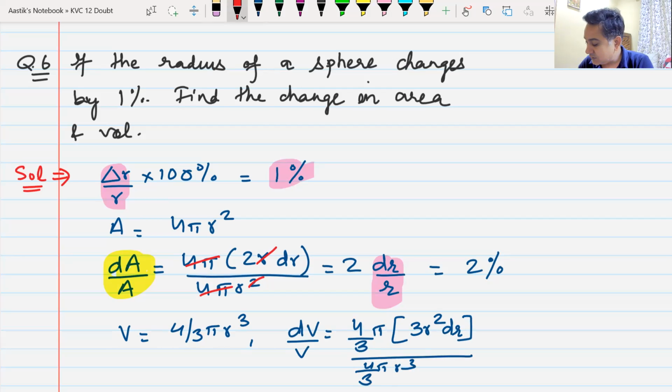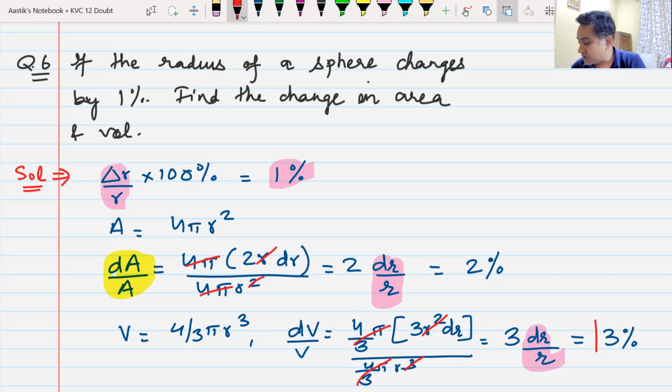So what happens? This term goes away. This term takes away the r square. So I'm left with 3 times dr by r. And again, this dr by r is given as 1%. My actual answer becomes 3 times dr by r. It becomes 3%. So this is how this feat is achieved.